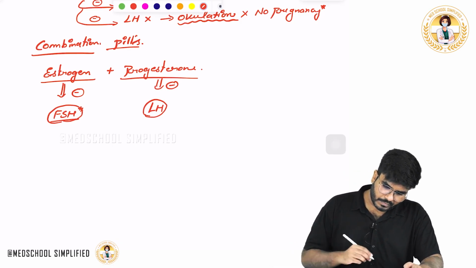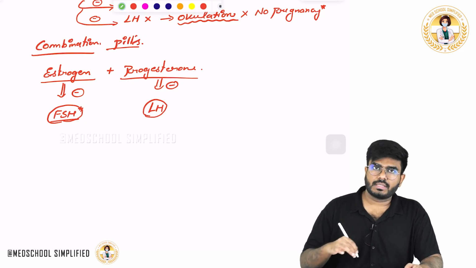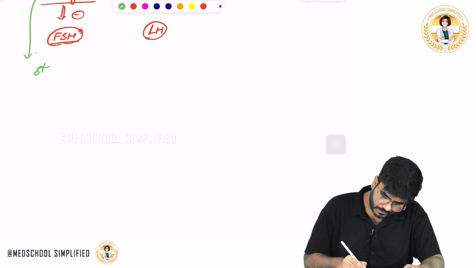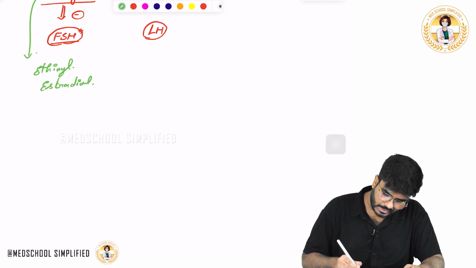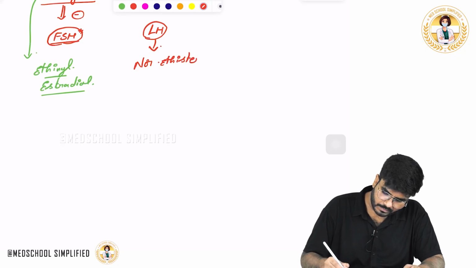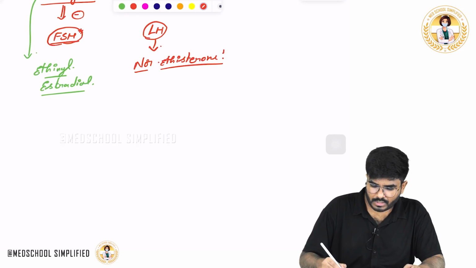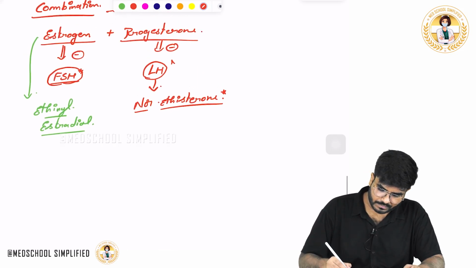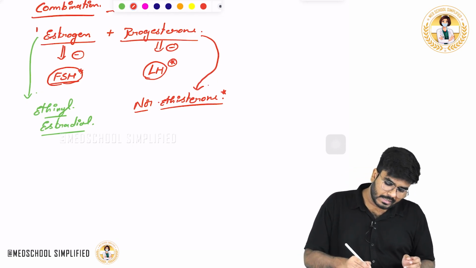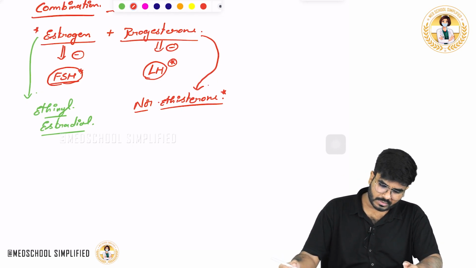Okay. So, what is the most common estrogen that's being used in the oral contraceptive pills? That estrogen is called ethinyl estradiol. And what is the progesterone that is most commonly used? Norethisterone. Sorry, not LH. Norethisterone is the progesterone, and ethinyl estradiol is the estrogen that is most commonly used in the oral contraceptive pills.